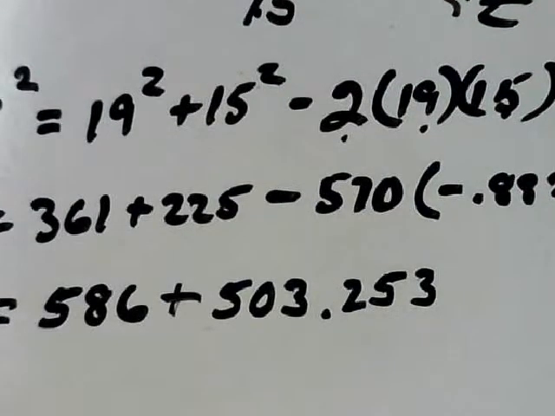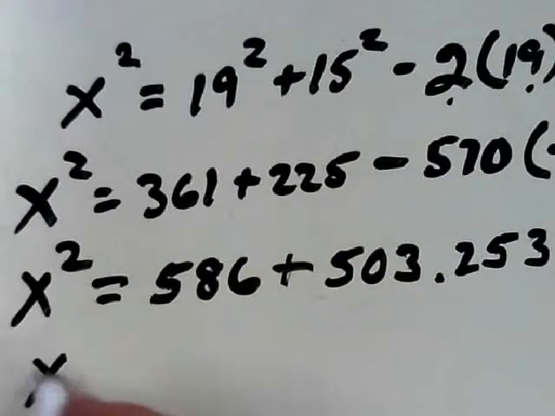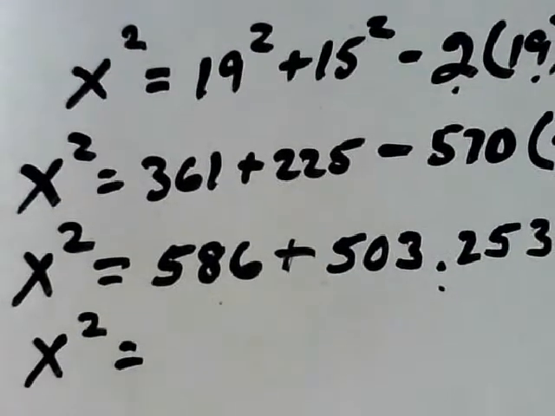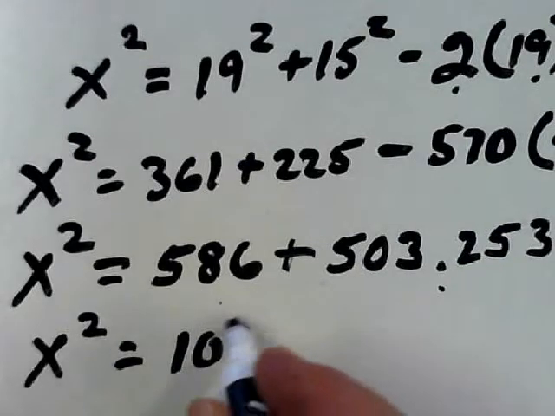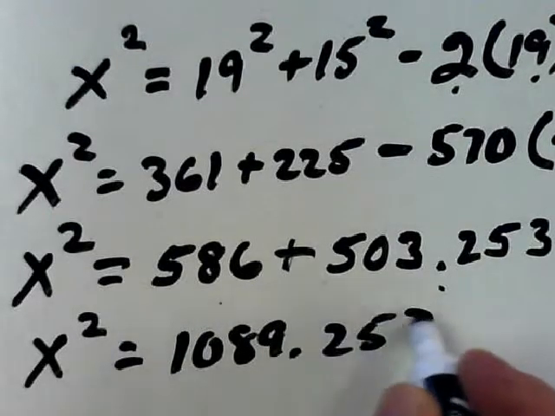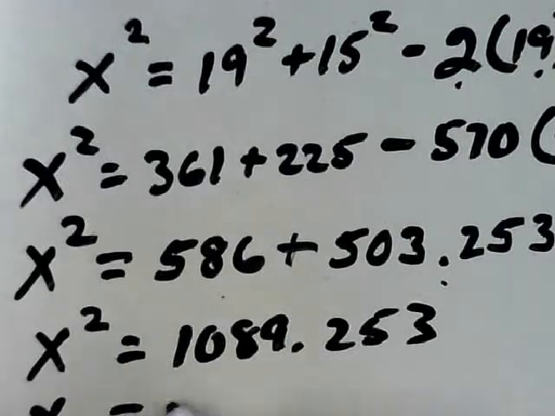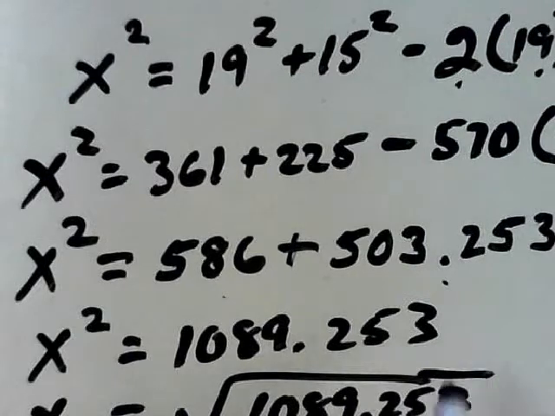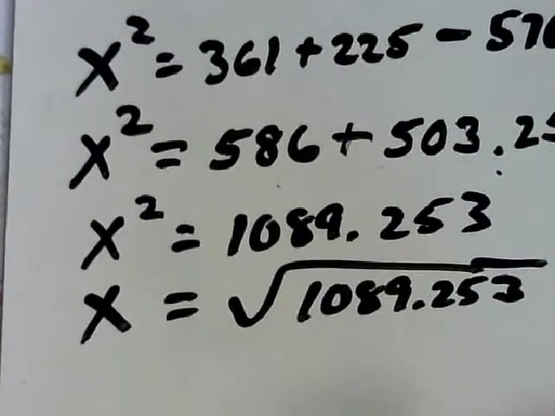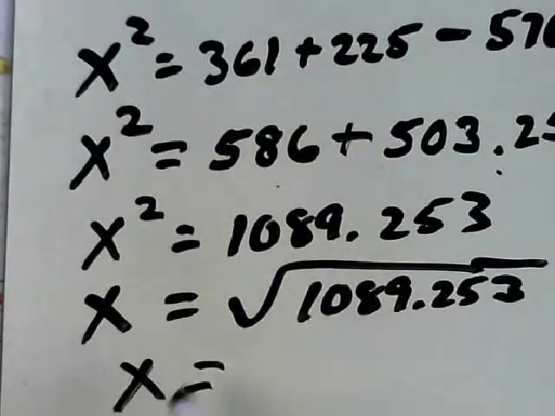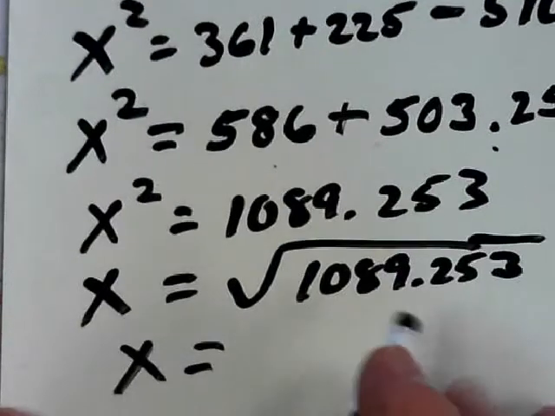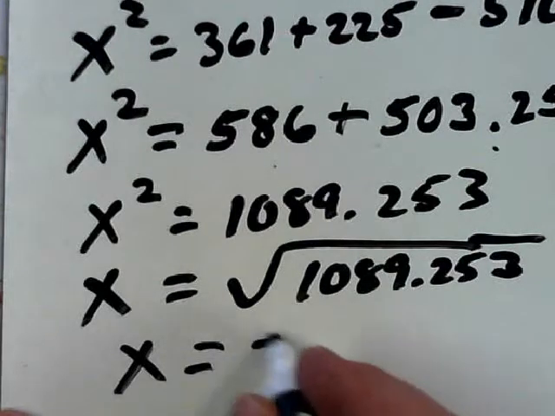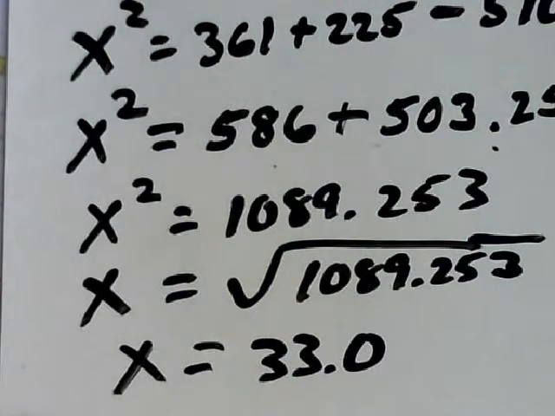Yes. Okay. So x squared equals, what's this plus this? 1089.253. Now find the square root of it. Oh, it's 33. I wonder how you do that one, because I got the answer right. So if you found the square root of 1089.253, it's 33.0.